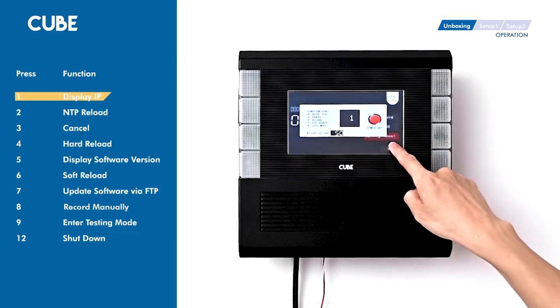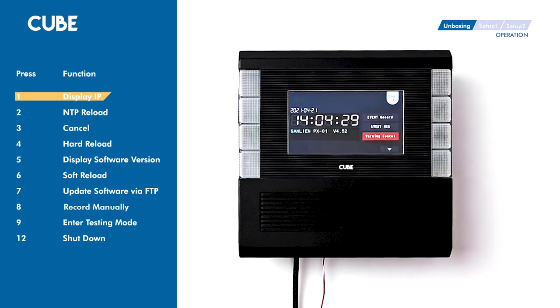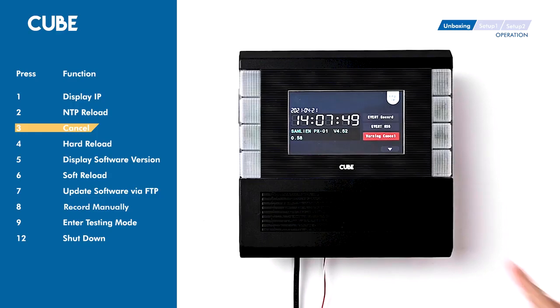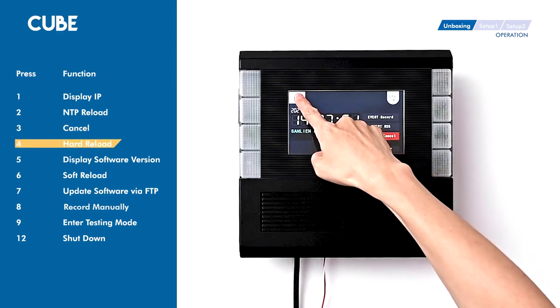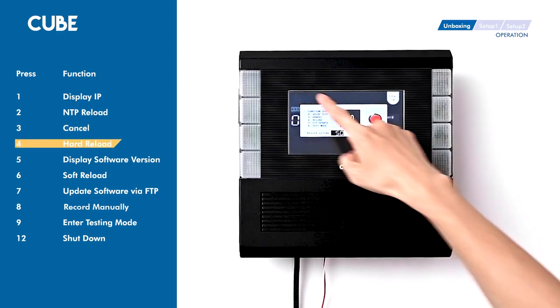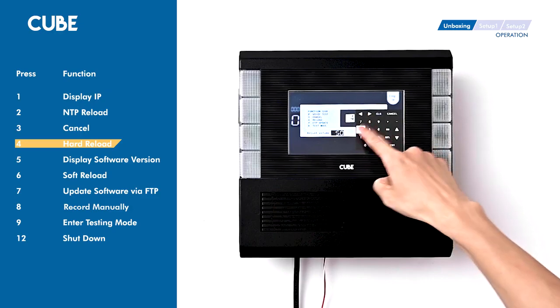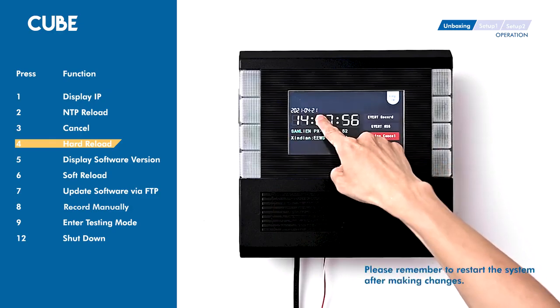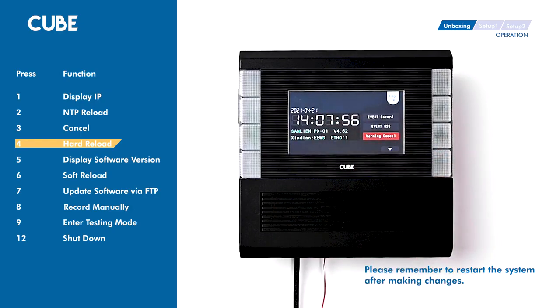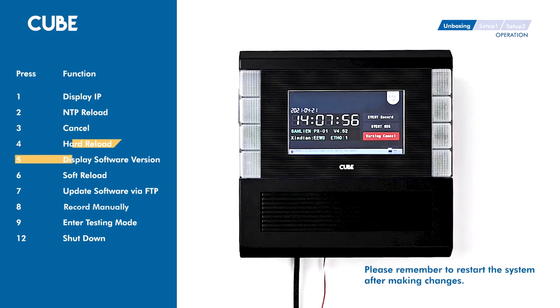Press 1, the IP address will be displayed. NTP reload. Cancel. Press 4, you will be able to reload any change. Here's a friendly reminder, please remember to restart the system after making changes.